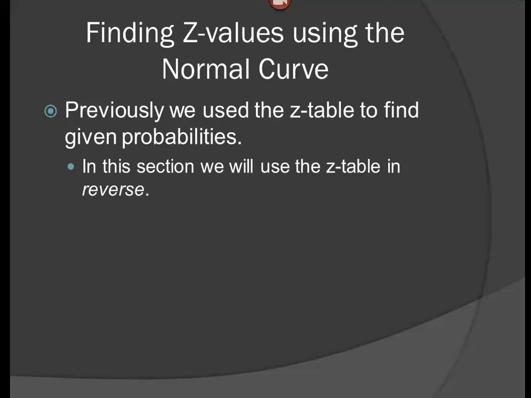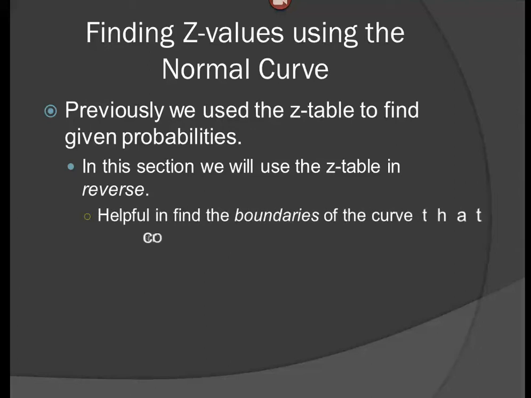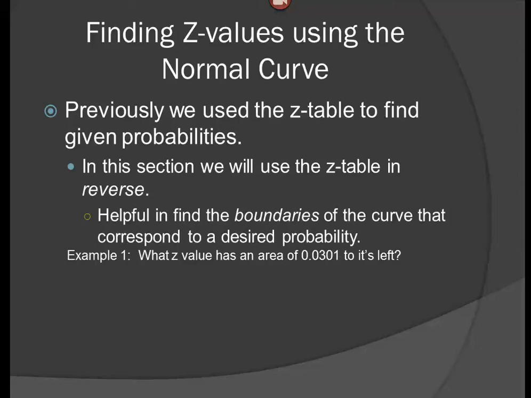In the previous section, in 8.4, we used the z-table to find given probabilities. In this section, we're actually going to use the z-table, but in a reverse fashion. This is helpful when we want to find boundaries of the curve that correspond to a given probability or a given area. For example, what z-value has an area of 0.0301 to its left?